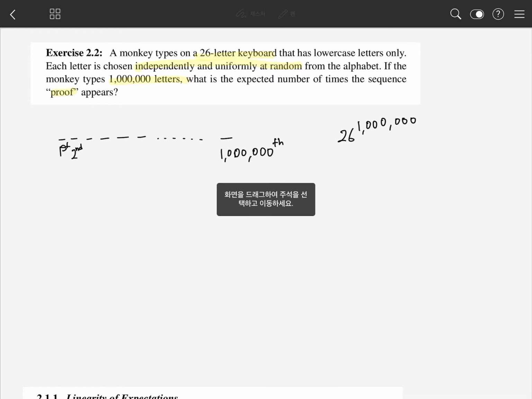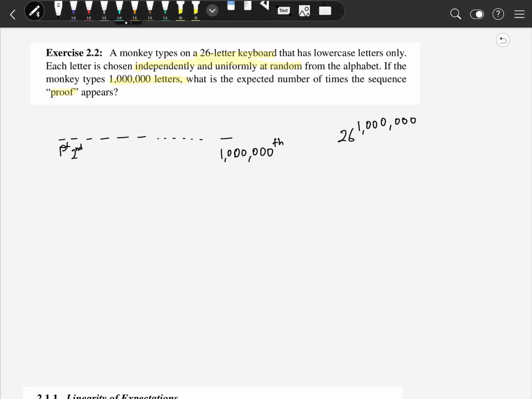That is obviously true because in each place there can be 26 types of letters from A to Z, lowercase only. 26 on each. So we multiply 26 1 million times, and we get 26 to the power of 1 million.